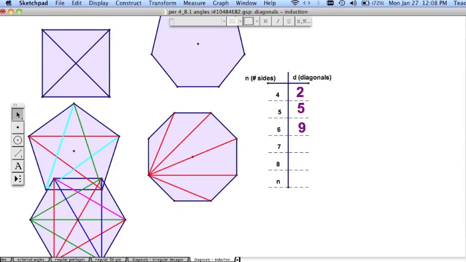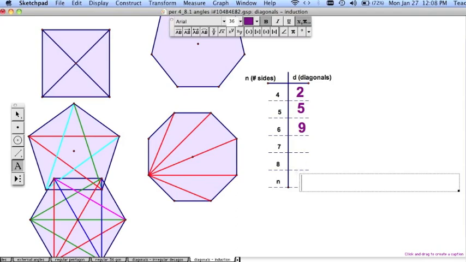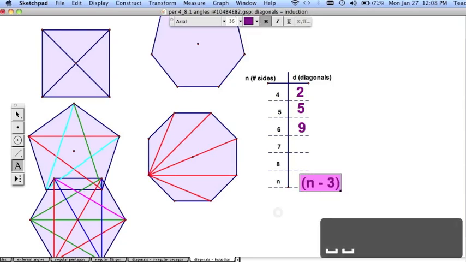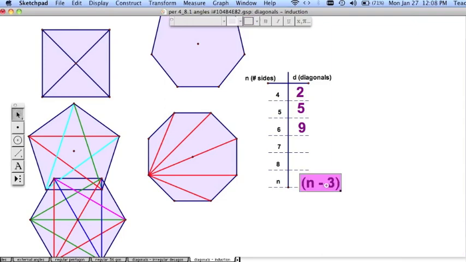Now, unlike the last times, we're only going to draw them from one vertex. And I think we're going to go right to our induction. So I have n sides. I had 8 sides. I could draw 5 because I could draw a diagonal to every vertex except to itself, that's 1, and except to its 2 adjacent neighbors, 2 and 3. So n minus 3. Very good. So I'm going to start by saying n minus 3. That's how many diagonals I can draw from one vertex.